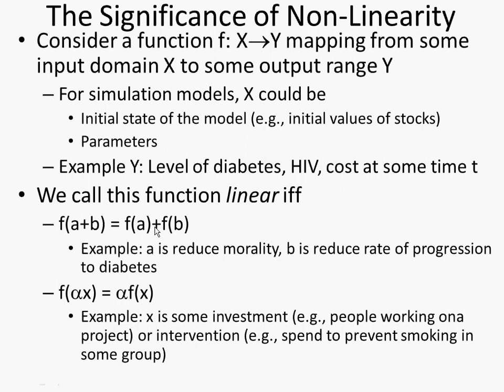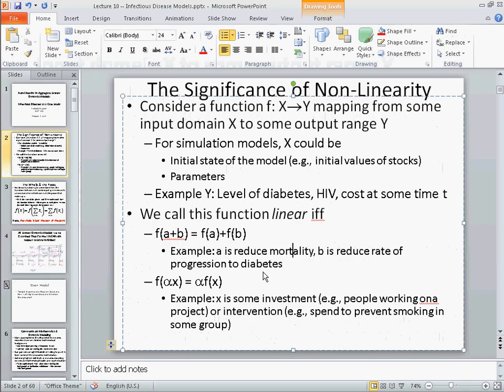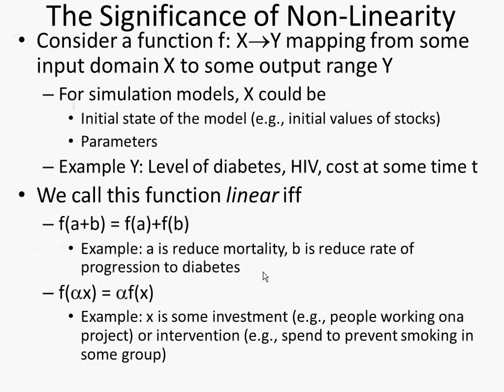Now, oh gosh, that certainly wasn't intended. This is what I meant to say. For example, F could be a simulation model, and A is some situation where we've reduced mortality, and B, we've reduced progression on to diabetes by some change, and we want to consider what's the effect of doing both together. All we have to do is consider the effect of doing one in isolation, the effect of doing the other in isolation, and add the results together.